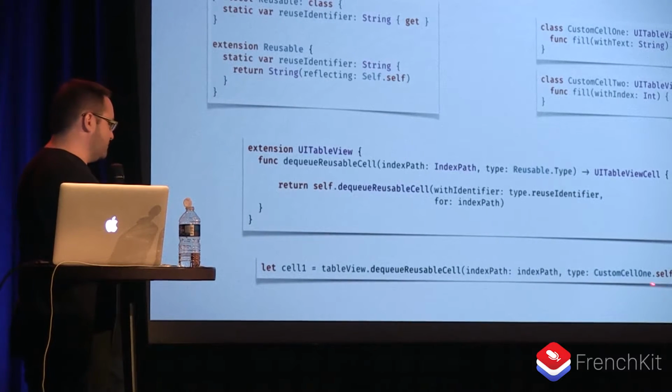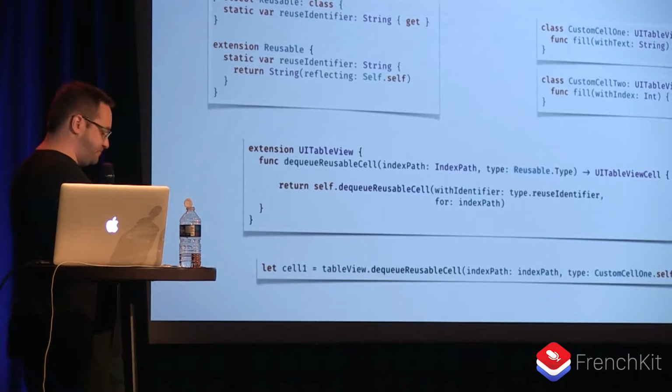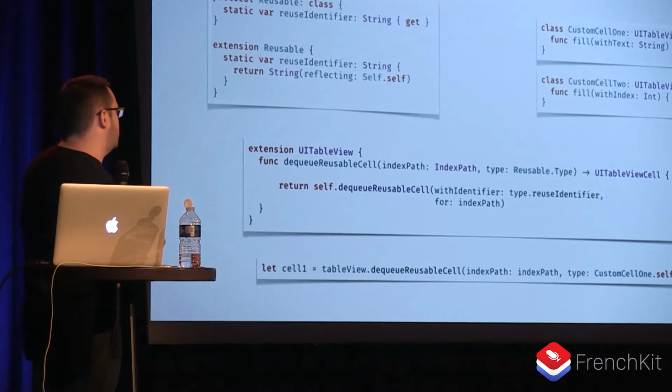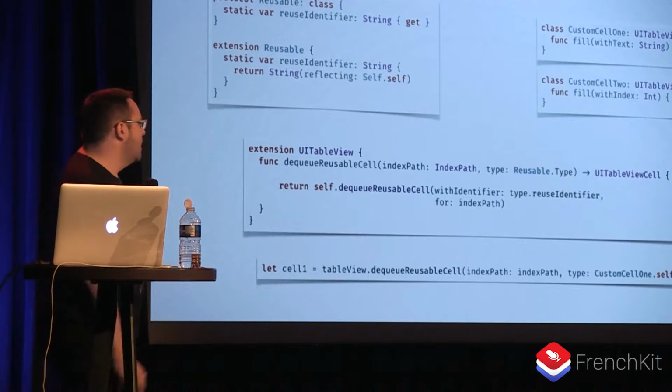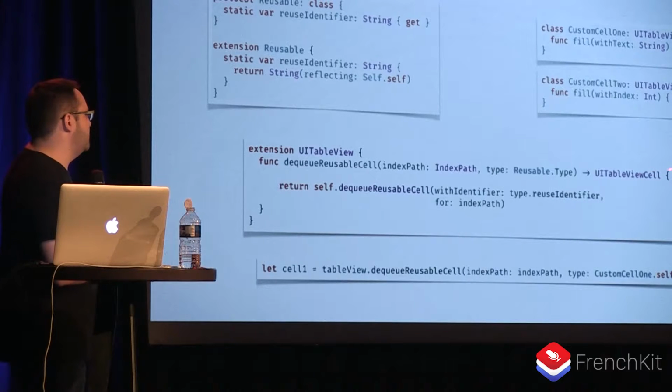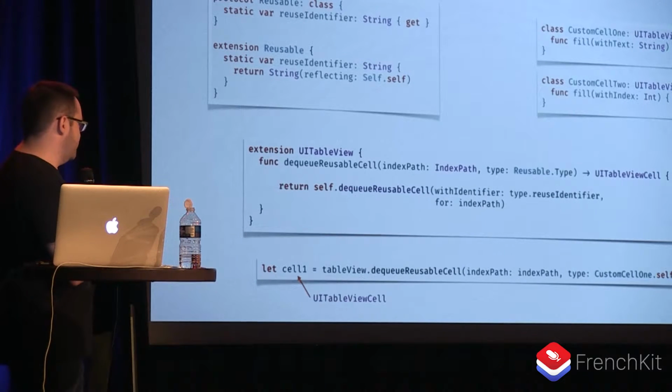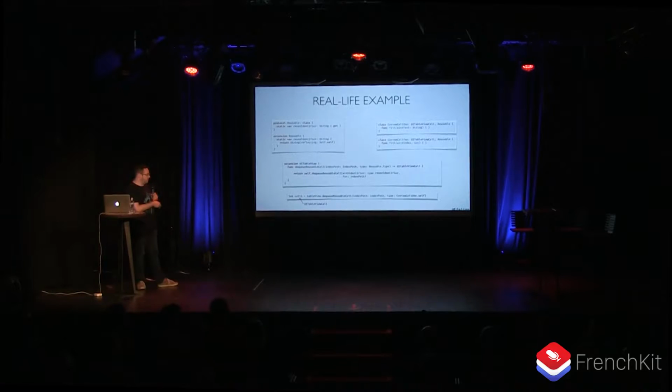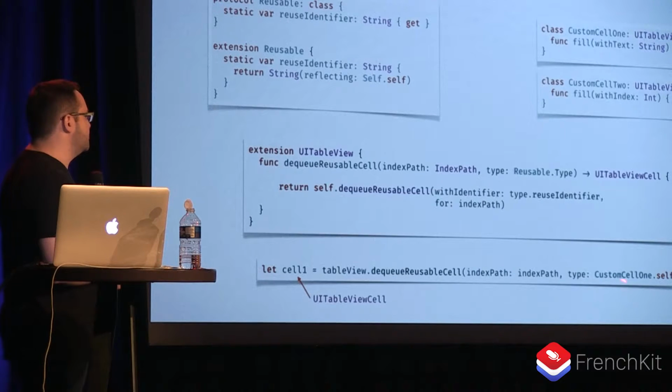And you got some type safety there. But not quite type safety just yet, because if you look at the declaration there, you will realize that this method for now just returns a generic UITableViewCell. And that's too bad, because we already know that we want a CustomCell1, so why can't Swift return actually a CustomCell1 instance for us?